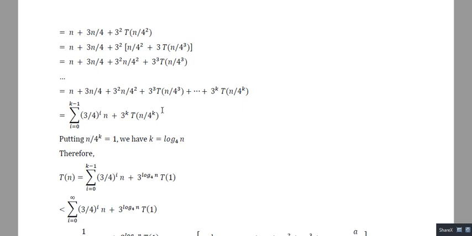Yes. Okay. So here there is actually a silly printing mistake. It will actually be 3 cube into n by 4 cube. So you just go through my PDF lecture material. There I have corrected it. It will be easy to understand. Right. So this is the thing. Summation of 3 by 4 power i into n plus 3 power k into T n by 4 power k.